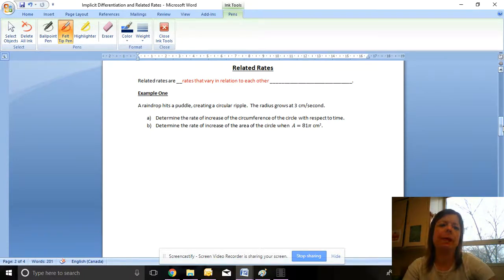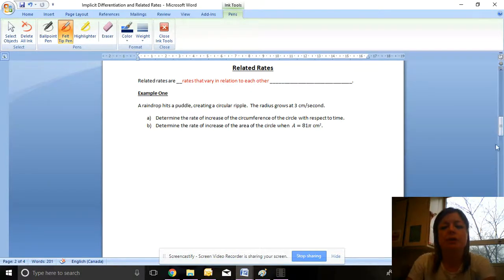Now we're going to look at related rates, which kind of has that as an application. So again, chain rule is very important here. It's really crucial that you do understand the chain rule in order to understand these problems. So related rates are just rates that vary in relation to each other. So as one thing changes, another thing also changes. So a classic example, which we'll get to, is water filling a cone. So as the height changes, the radius is changing as well. Or in this case, a raindrop hits a puddle and there's a circular ripple. So the radius is going to grow as the area grows. Okay, so they're related rates.